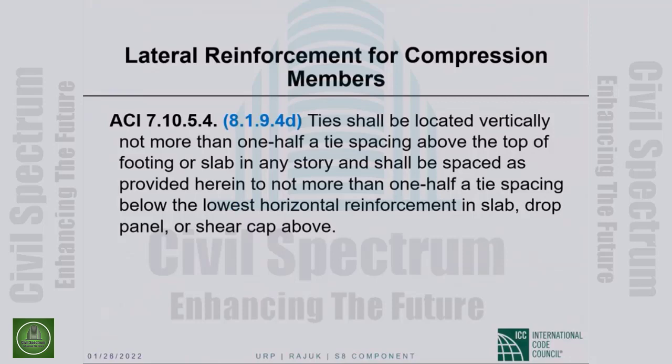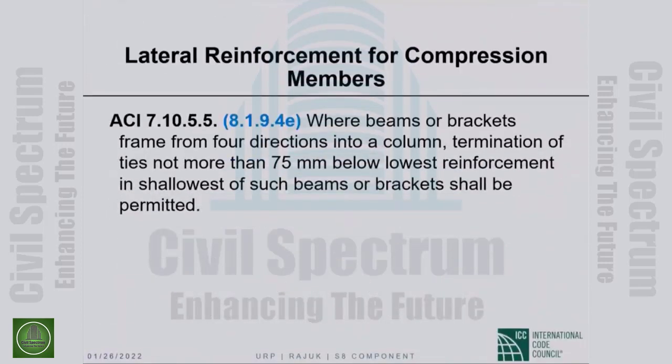Ties shall be located vertically not more than 1/2 a tie spacing above the top of footing or slab in any story, and shall be spaced as provided herein to not more than 1/2 a tie spacing below the lowest horizontal reinforcement in slab, drop panel, etc. This is totally understandable. So you start at 1/2 a tie spacing and you end 1/2 a tie spacing short of the bottom reinforcement in the beam or the slab.